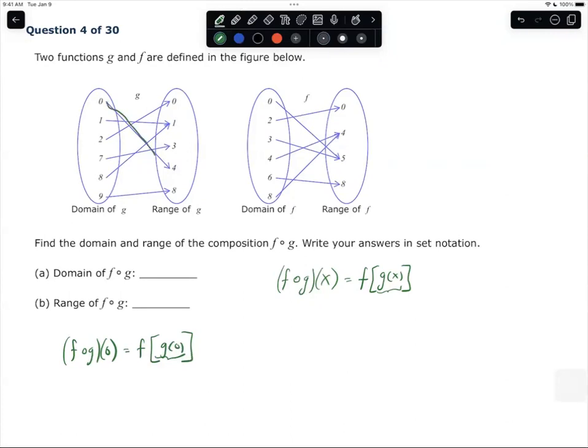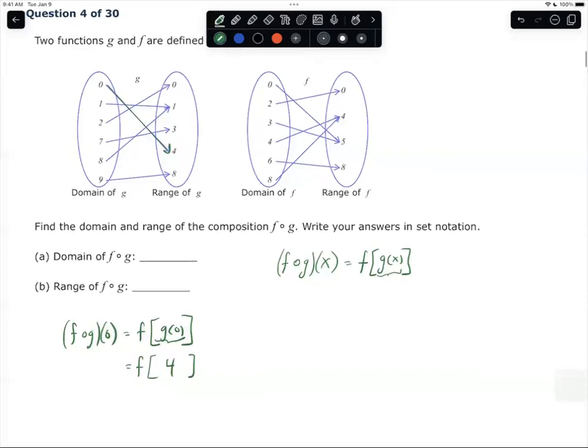4, right? Does everybody see this arrow here going from 0 to 4 on g? So f of g of 0 is f of 4. And now this becomes the problem: what's f of 4? f of 4 is 4. Good. So this is 4. That means that for this function f of g, when you plug in 0 as an input, the output is 4. And so what that tells us is that the domain does include 0 and the range does include 4.